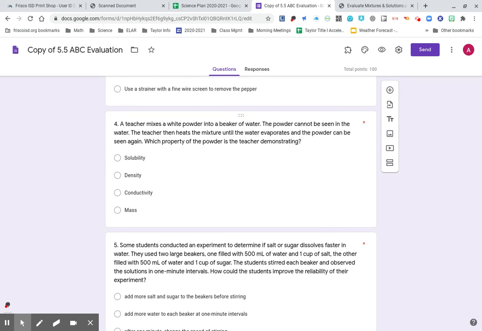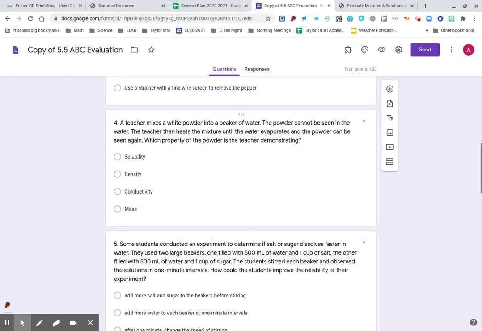Number 4. A teacher mixes a white powder into a beaker of water. The powder cannot be seen in the water. The teacher then heats the mixture until the water evaporates and the powder can be seen again. Which property of the powder is the teacher demonstrating? Solubility, density, conductivity, mass.